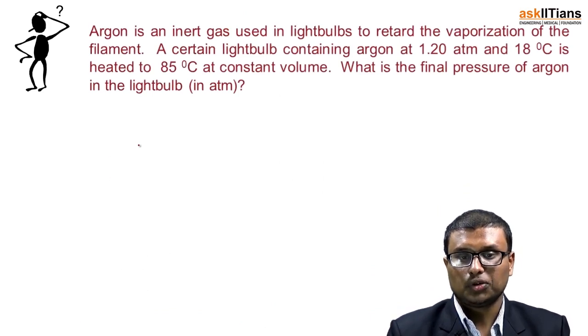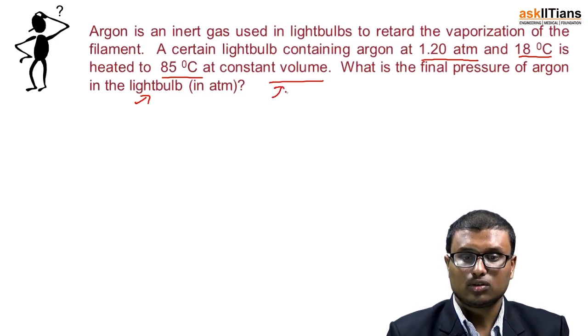So let's solve a question. Argon is an inert gas used in light bulbs to retard the vaporization of the filament. A certain light bulb containing argon at 1.20 atm and 18 degrees centigrade is heated to 85 degrees centigrade at constant volume. What is the final pressure of argon in the light bulb? So here you are given the information about pressure, you are given information on temperature, and volume is constant.